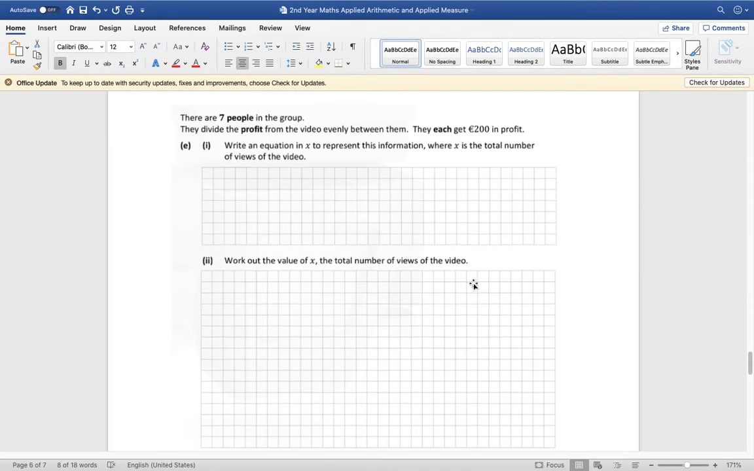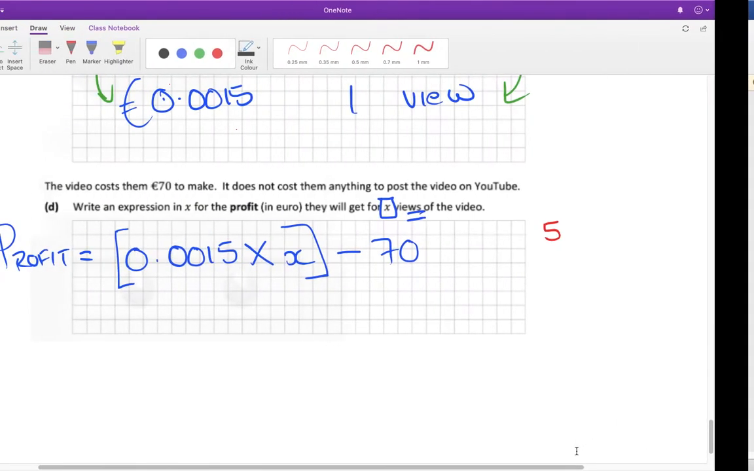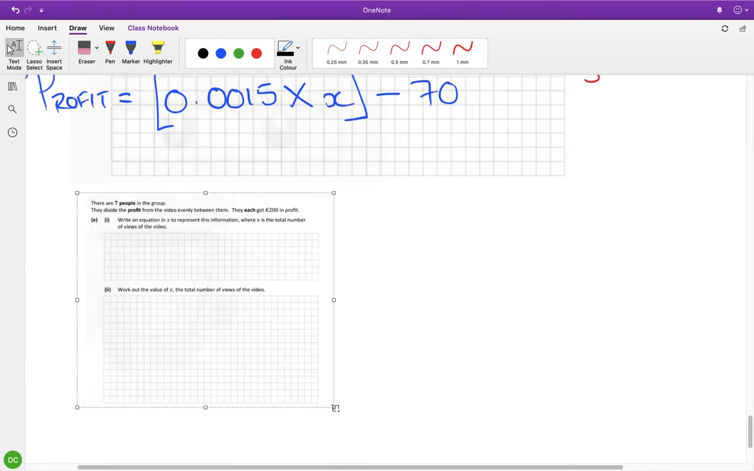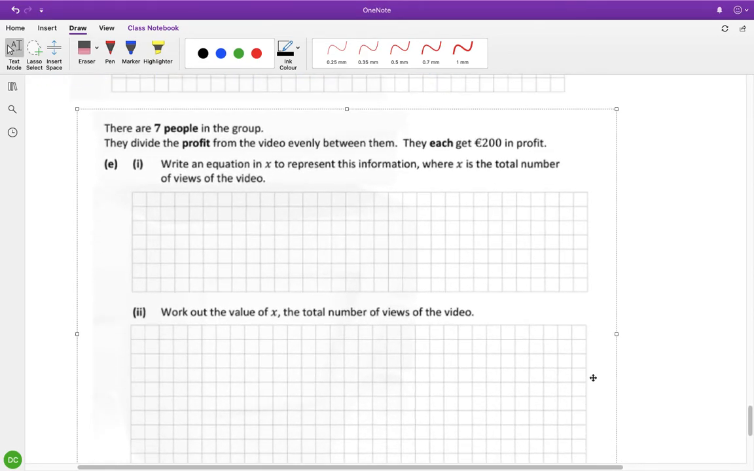Okay, and these two. So there are 7 people in the group. They divide the profit from the video evenly between them. They each get €200 in profit. Write an equation in X to represent this information where X is the total number of views of the video.